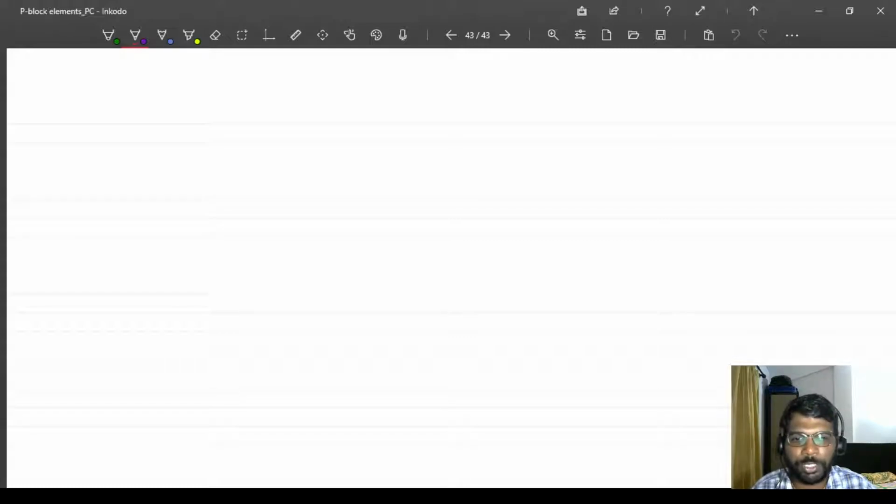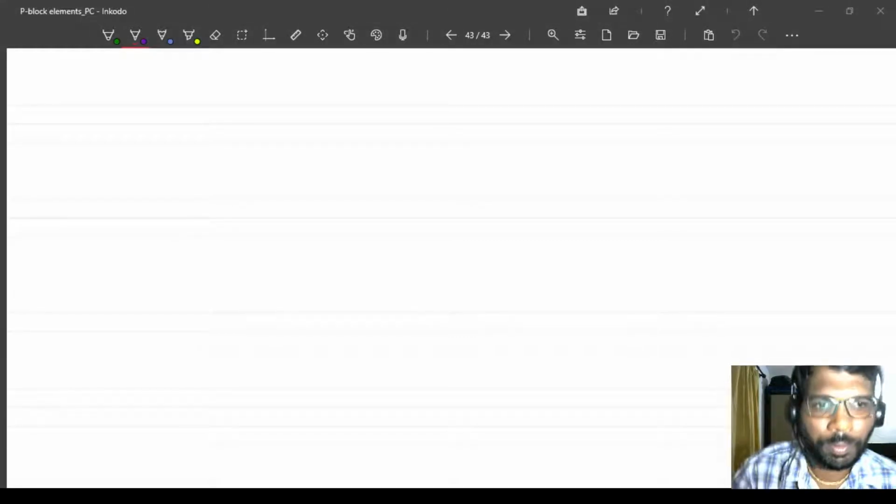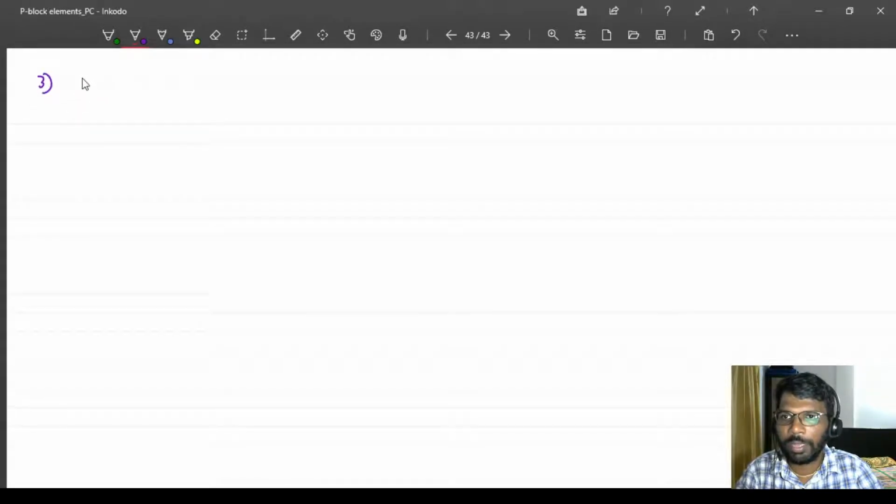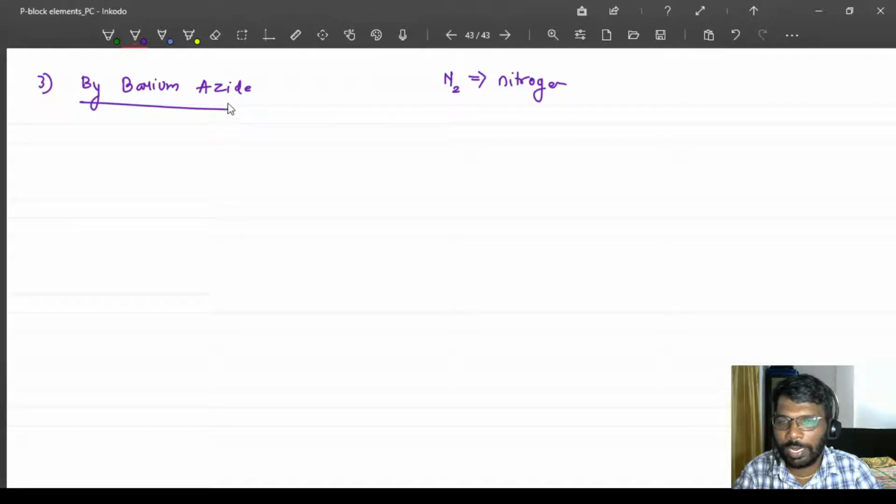Let's go for the next preparation. The third method of preparation is by barium azide. And what we are preparing still is this compound, nitrogen gas, from barium azide. Now, what is barium azide? I will write the formula: BaN3 2. This is barium azide.